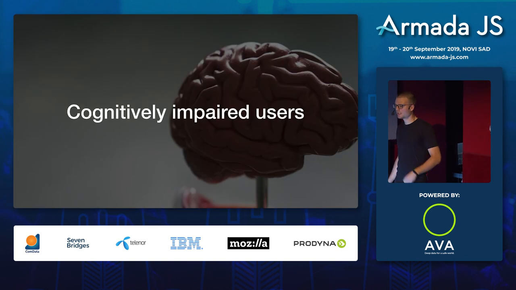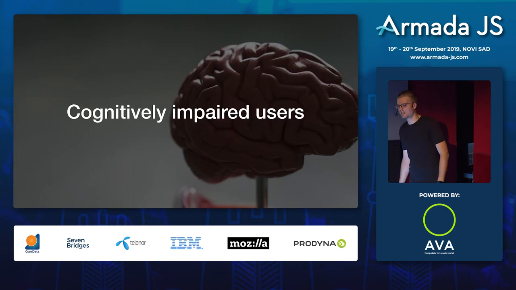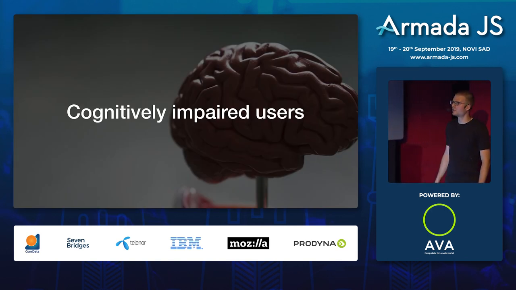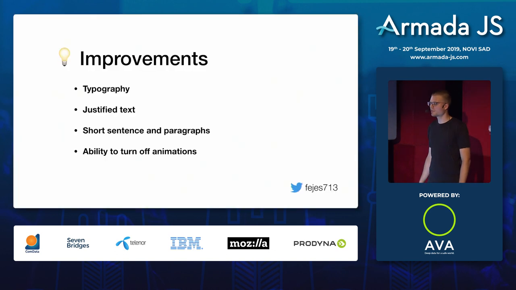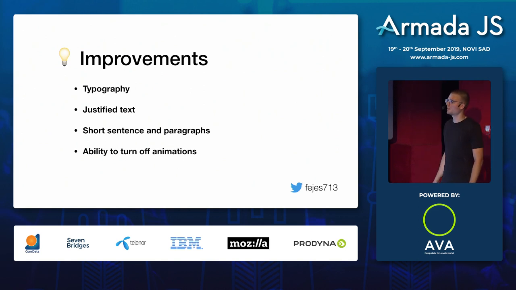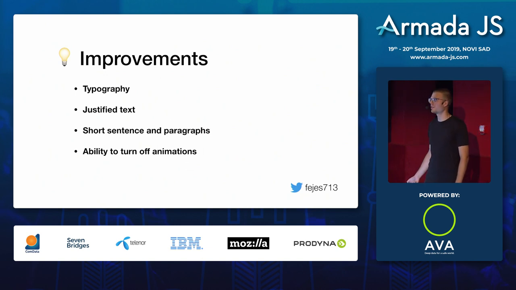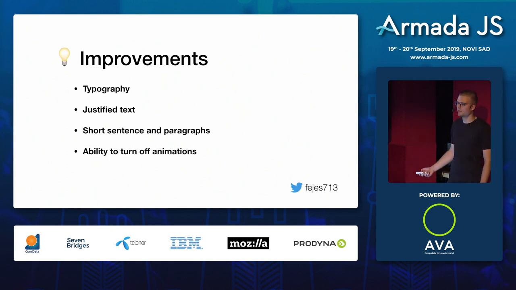So next we have cognitively impaired users, and unfortunately there isn't a lot that you can do with JavaScript for them. Some improvements include typography and justified text, which will help them read and understand your content better. We also need to have shorter sentences and paragraphs, and this is also good for user experience. Foreign speakers also appreciate shorter sentences and paragraphs in order to understand your content better.